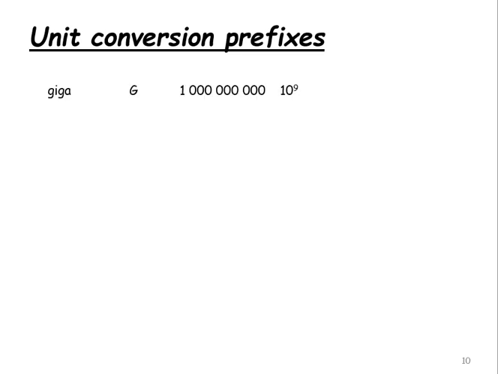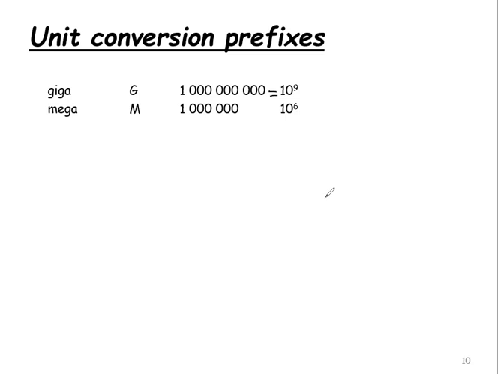So what about unit conversions? With unit conversions, we need to know our conversion prefixes. For example, giga is a billion, and a billion is represented by 10 to the 9. If you write it as 10 to the exponent, you count how many zeros there are. There are 9 of them, so it is equivalent to 10 to the 9.